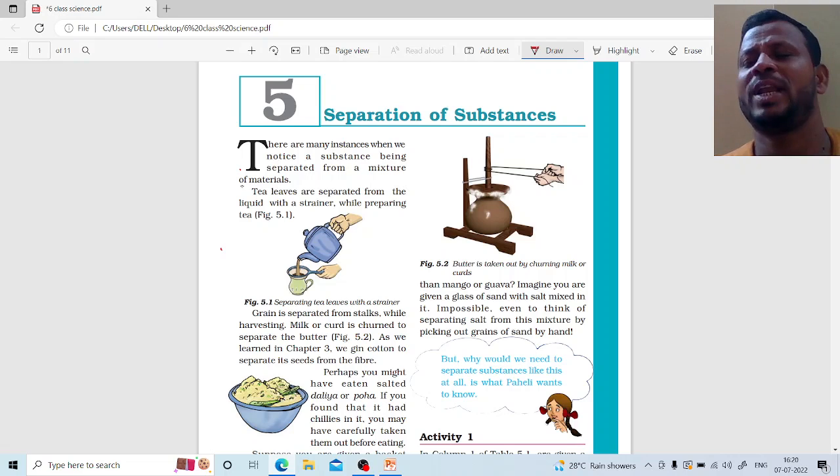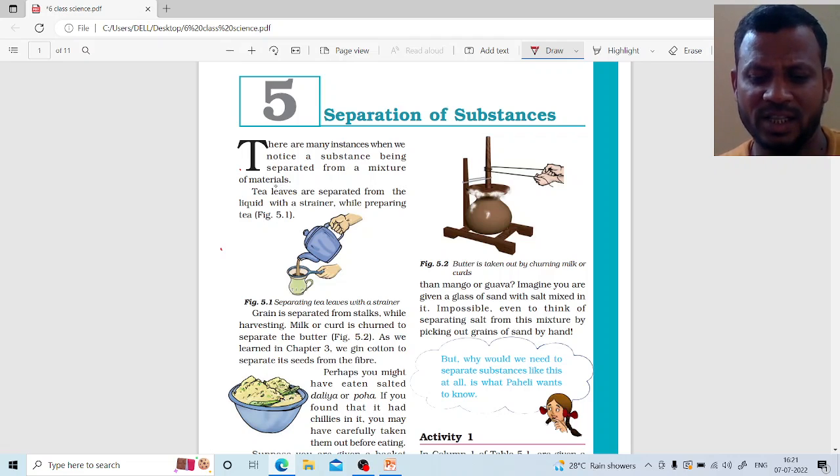At the time of playing, at the time of doing work, we use a lot of substances, a lot of materials. Knowingly or unknowingly, we separate the substances or the materials according to their uses. We categorize the substances according to their uses, shapes, sizes and needs. We bifurcate the materials which we use in our day-to-day lives, isn't it?